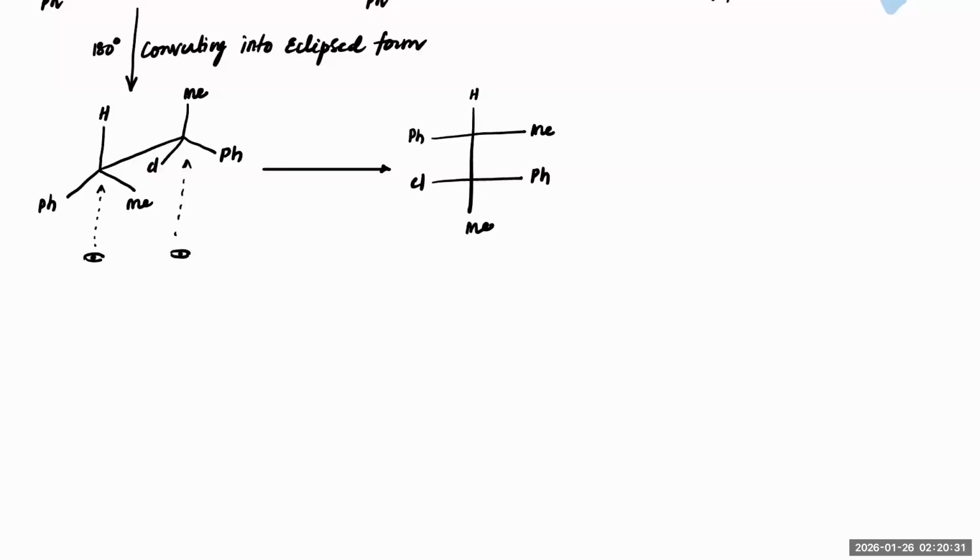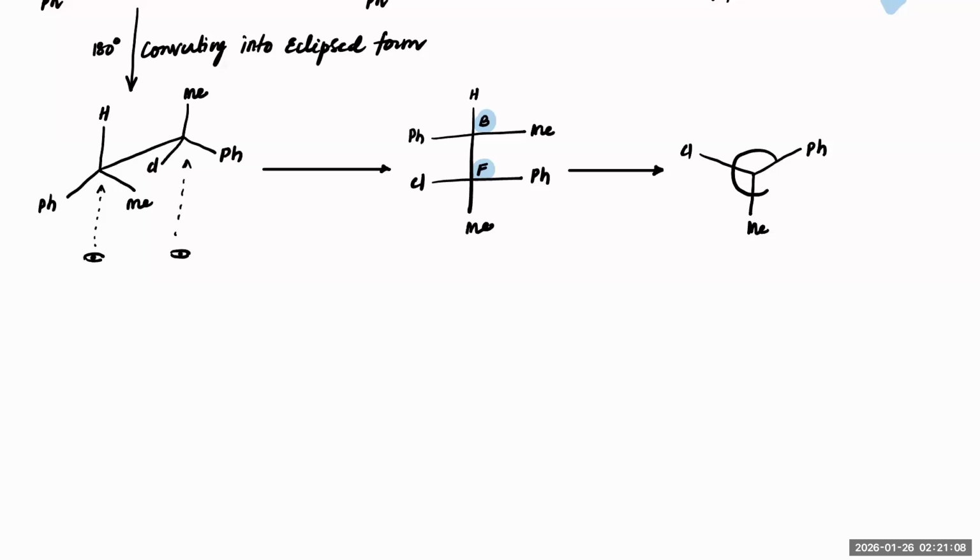Got it? Clear. Now what you do, correct? You can convert this into a Newman projection. Once you get a Fischer projection, you can convert that into a Newman projection. How do I convert that into a Newman projection? I can make this as a back carbon. I can make this as a front carbon. Here F and B stand for front and back. You know that the front carbon has three groups like this. You have methyl, phenyl, and chlorine.